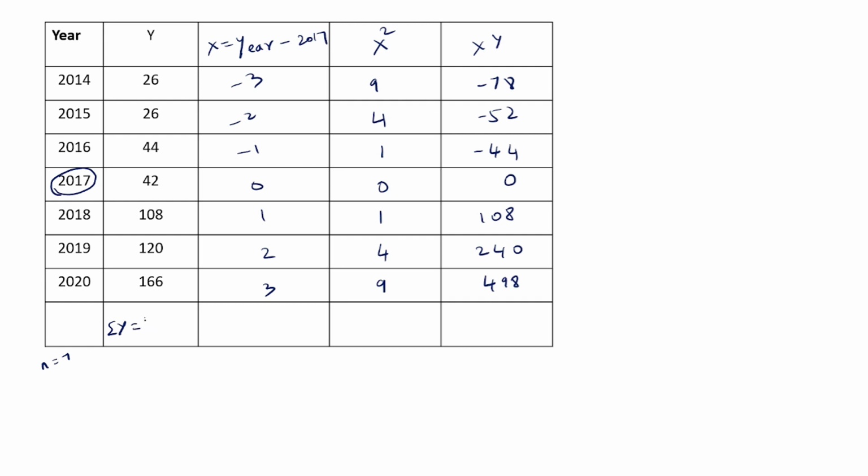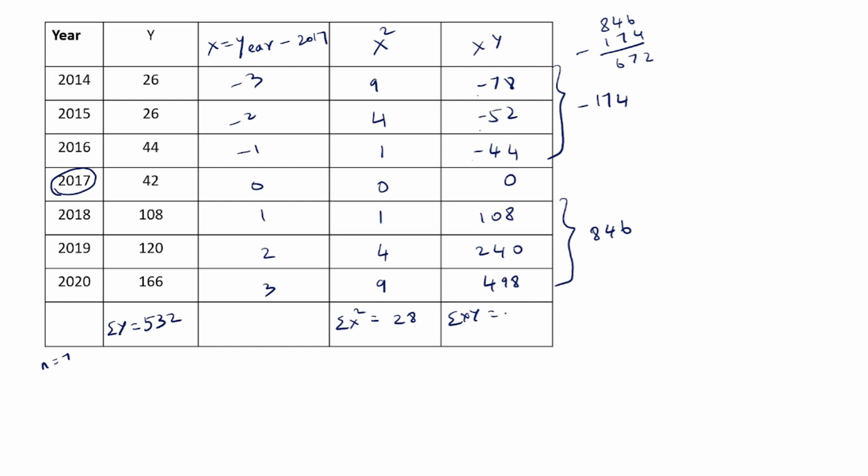Here summation y, the sum of all these, adds up to 532, and here we have summation x square, it is 28, and then we have summation xy. If we add all the positive terms, it is 846, and the negative terms, it is 174, we have a negative sign everywhere, so it is minus 174. So 846 minus 174, it is 672. Summation xy is 672.